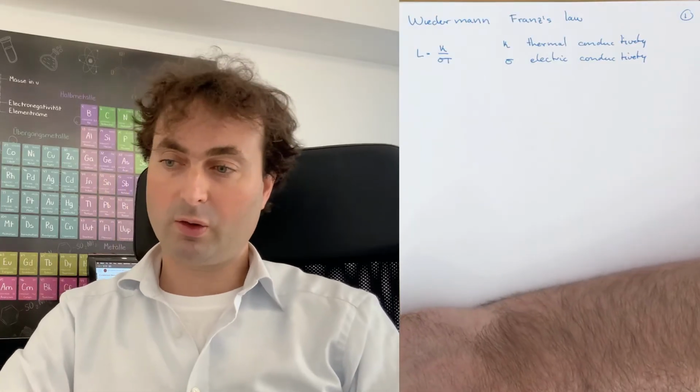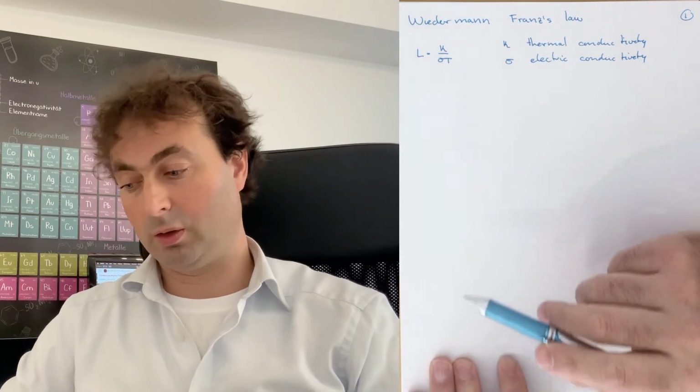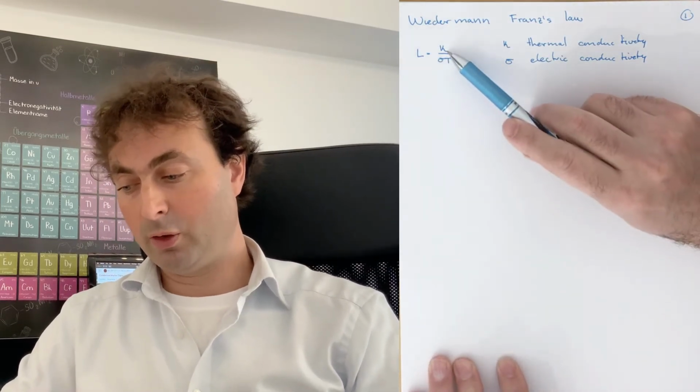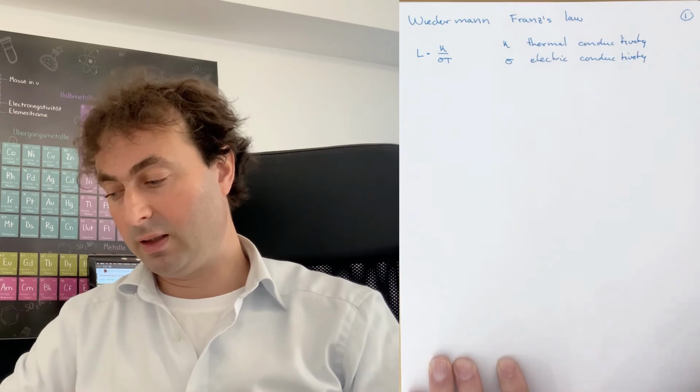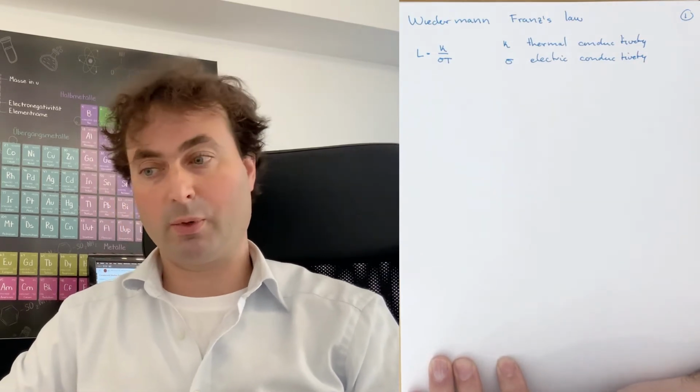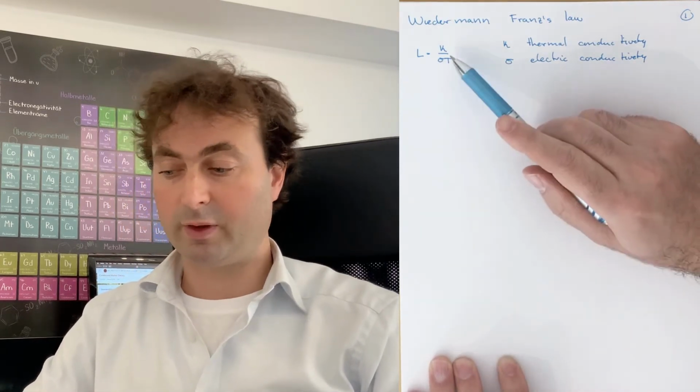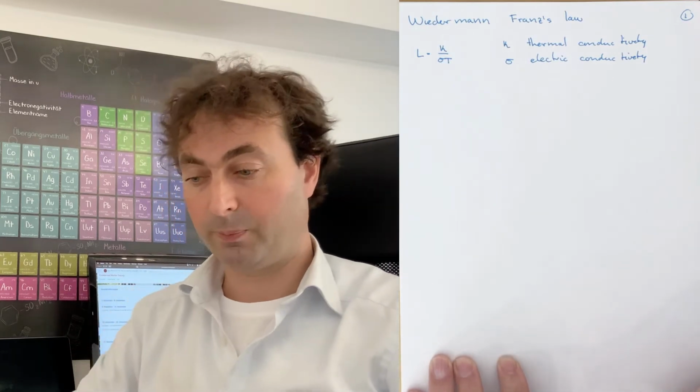Welcome to our next video in the series on condensed matter theory. In this lecture I want to talk about the Wiedemann-Franz law. The Wiedemann-Franz law tells you that there is a constant ratio between the thermal conductivity and the electrical conductivity times the temperature of the sample. That ratio is known as the Lorentz number.